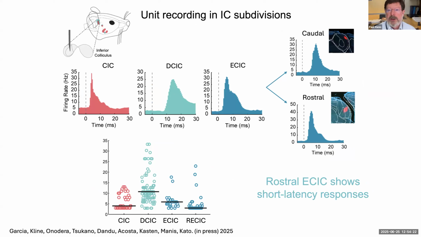If you do unit recordings in these areas, which were also done in Hiroyuki's lab, you see the central nucleus has a latency of about 5 milliseconds. The dorsal cortex has longer latencies, as has been reported before. The external cortex has a combination of short latencies and long latencies, and the shortest latencies are associated with recordings from the most rostral portion of the ECIC as compared to the caudal portion, and that's summarized in this graph, and the label is missing. This should say latency there, but the rostral ECIC shows these short latency responses. So short latencies into the medial geniculate, short latencies to layer 6.